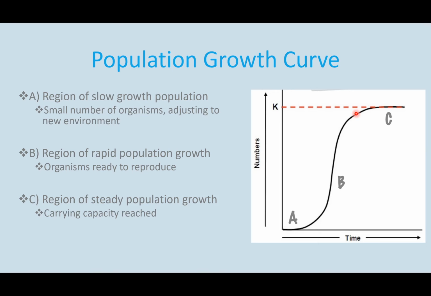And finally C, a region of steady population growth. Basically the carrying capacity, you can see by this red line here, has been reached. So the growth rate starts to decrease and starts to level out because we've hit that maximum number that we can reach. So again, K represents the carrying capacity here.